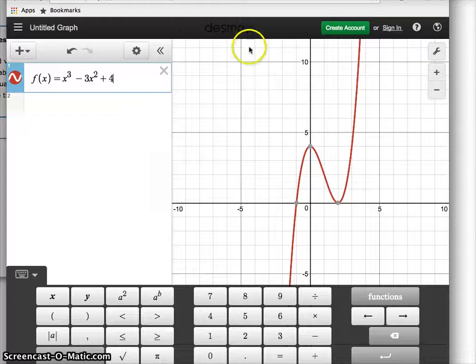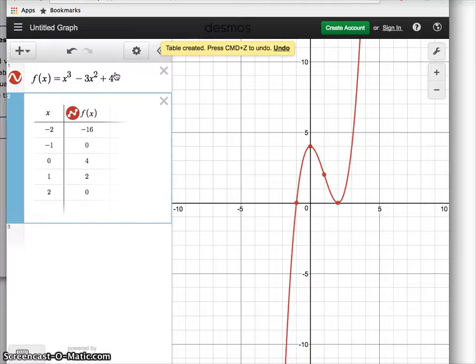Now it can be difficult to identify some of these points, so we're going to click the edit button, and then click convert to table. So go ahead and fill out your table real quick. -2, -16, -1, 0, 0, 4, 1, 2, 2, 0. Okay.